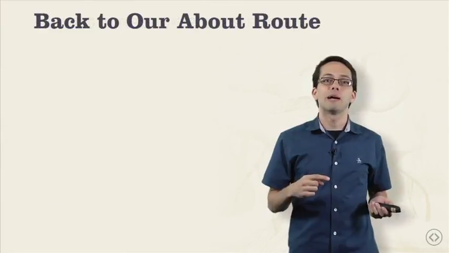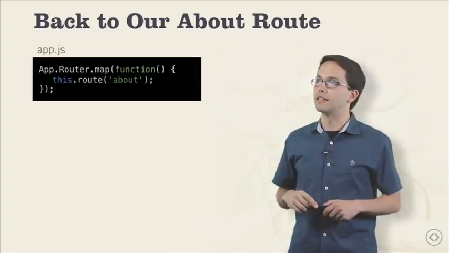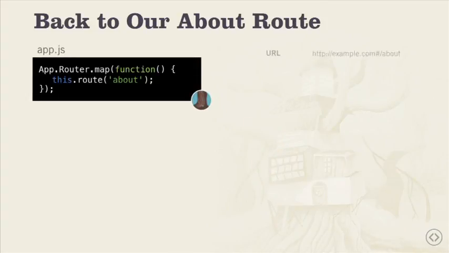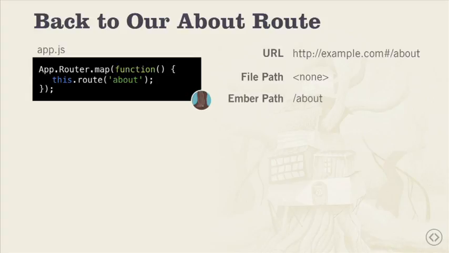Let's get back to our About route. Remember, it looks something like this. Now when our browser goes to this URL, the file path it loads up is none because it's going to load up our index.html if this is the first time we visited this page. The path it's going to load is /about, and that's going to map to the route of About.